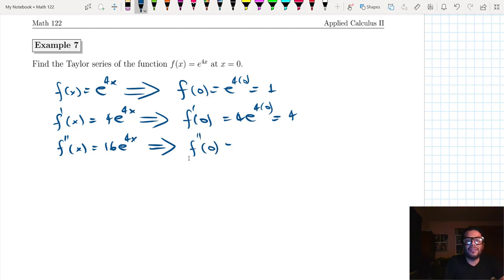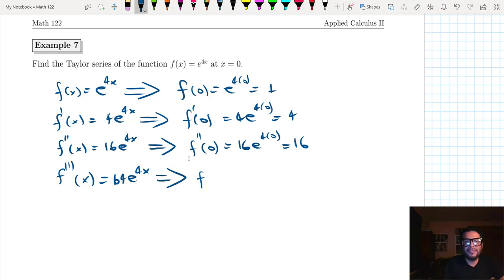Evaluate this at 0, which equals 16 times e to the 4 times 0, which is 16. Triple prime, that's how far we get. 16 times 4, isn't that 64? e to the 4x, and that's 64 times 1, which is 64.